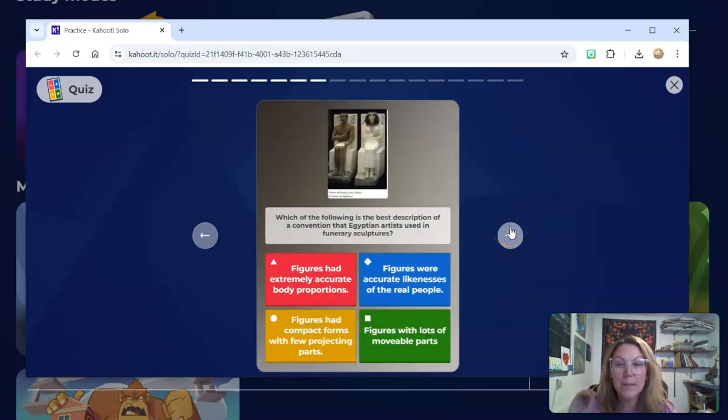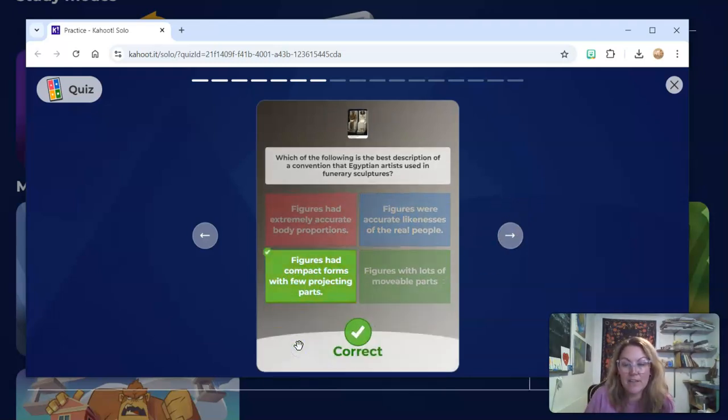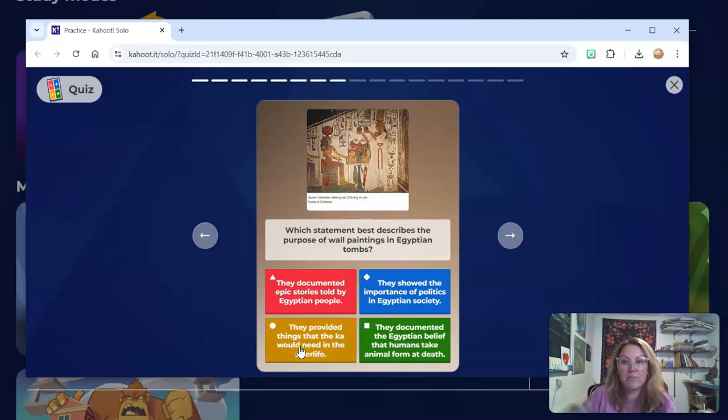Which of the following is the best description of a convention that Egyptian artists used in funerary sculptures? Okay, the best description of a convention that Egyptian artists used in funerary sculptures is that the figures had compact forms with few projecting parts, right? Because they were worried about the afterlife, and they were worried that if their figures had protruding parts and they broke off, then they'd be in the afterlife without those limbs.